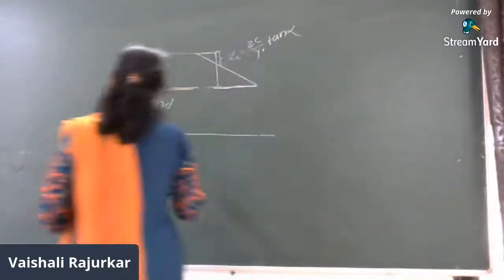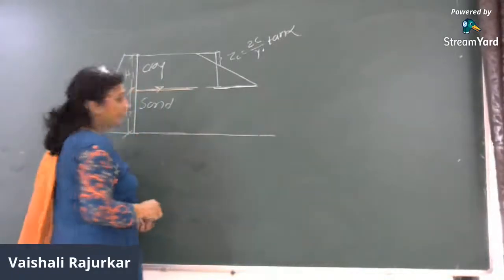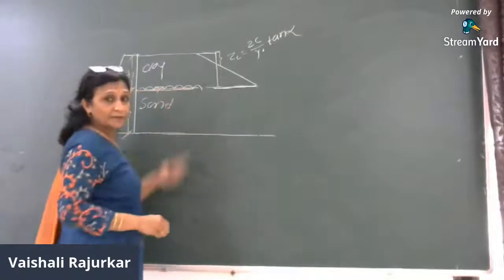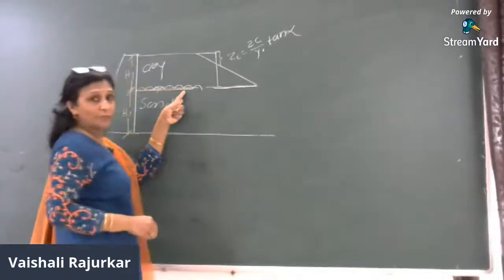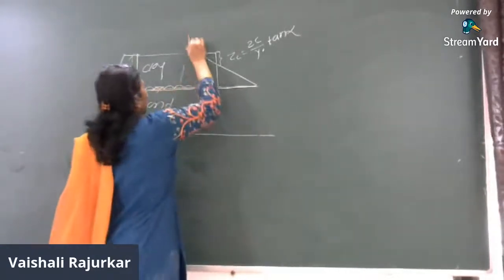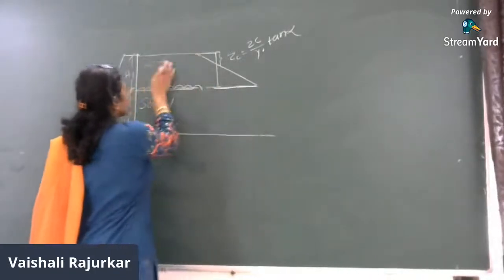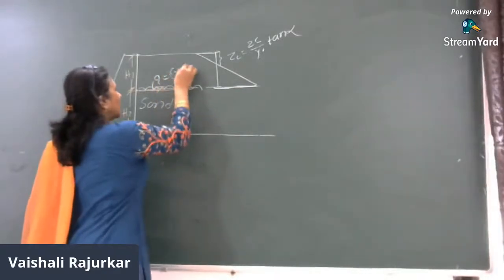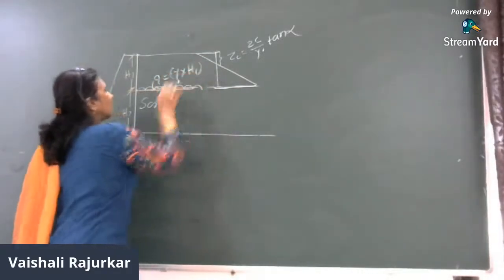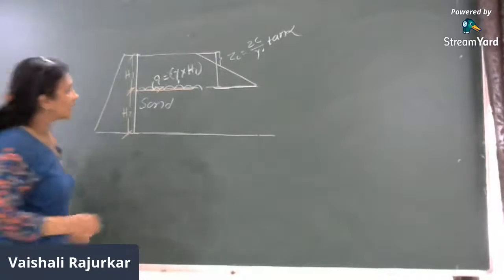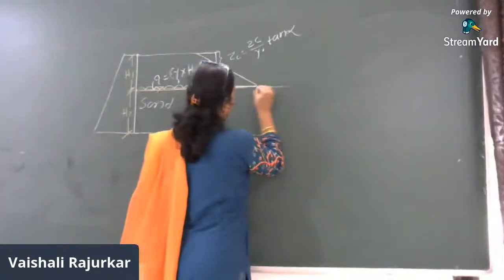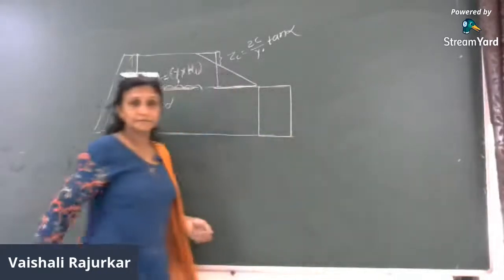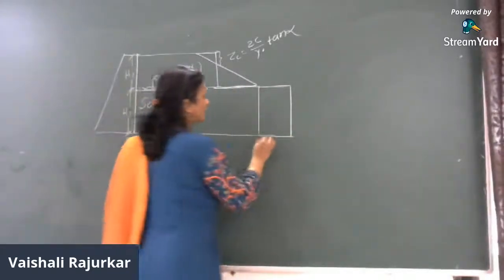Here this is the surcharge. Now this is the bottom soil layer. Therefore, the surcharge of the first layer will be acting at the top of the second layer, and there the intensity is Q. Here this is Q, which is equal to gamma 1 into H1.